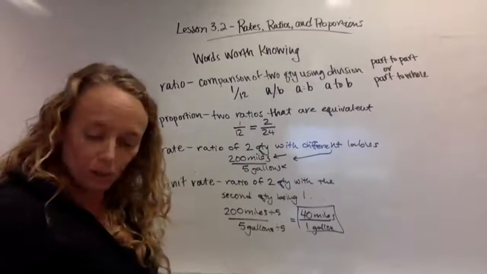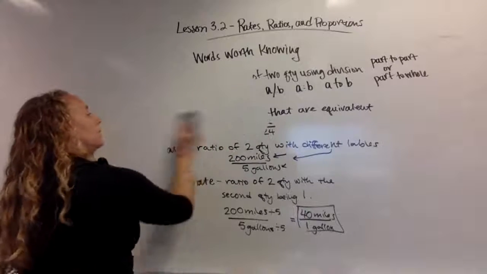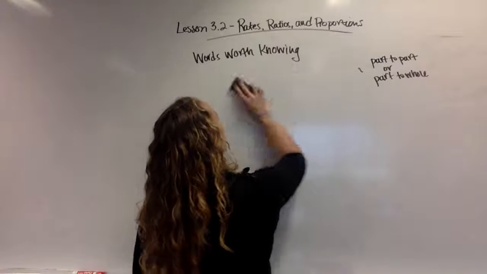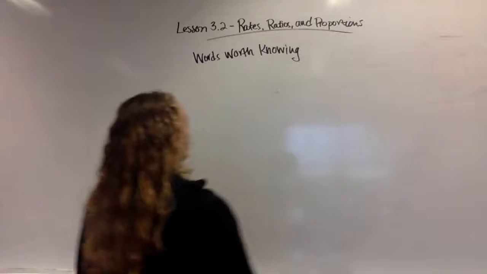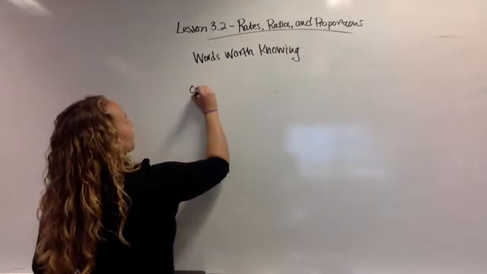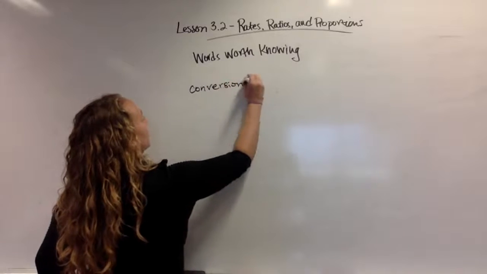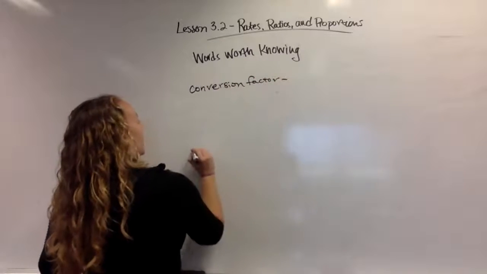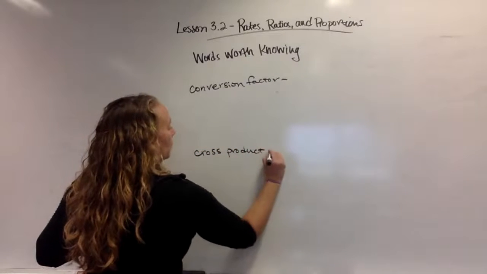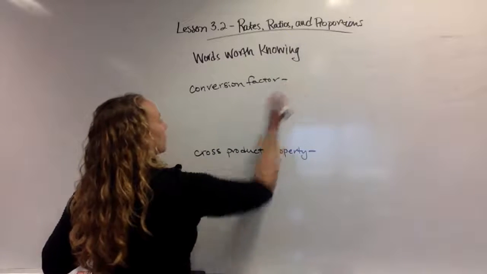Cool. So there are 4 words worth knowing. Now we need to add 2 more. You can go back 3 seconds to see all of those definitions if you haven't written them all down. Our next 2 definitions are conversion factor and cross product property, which we will get into more in our 3rd video for this lesson.